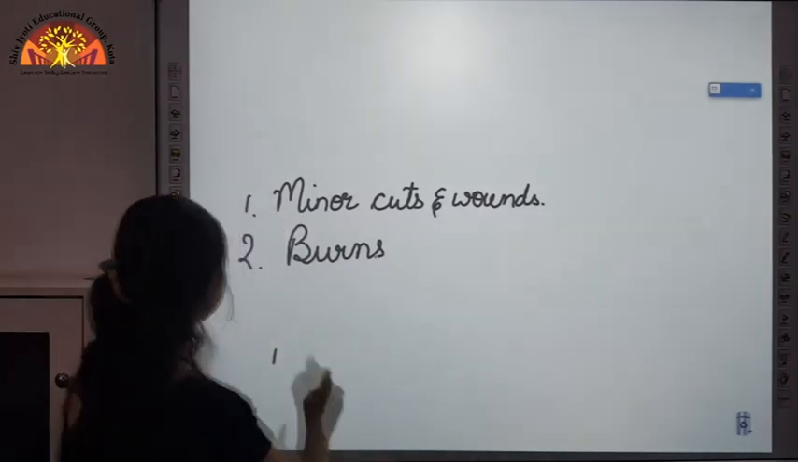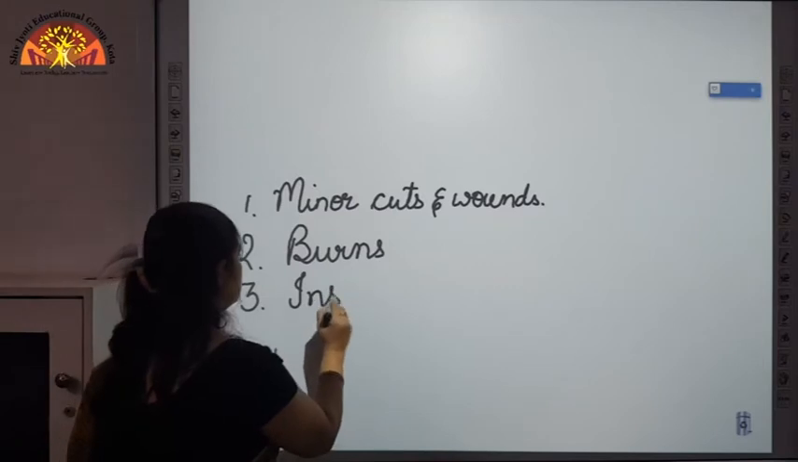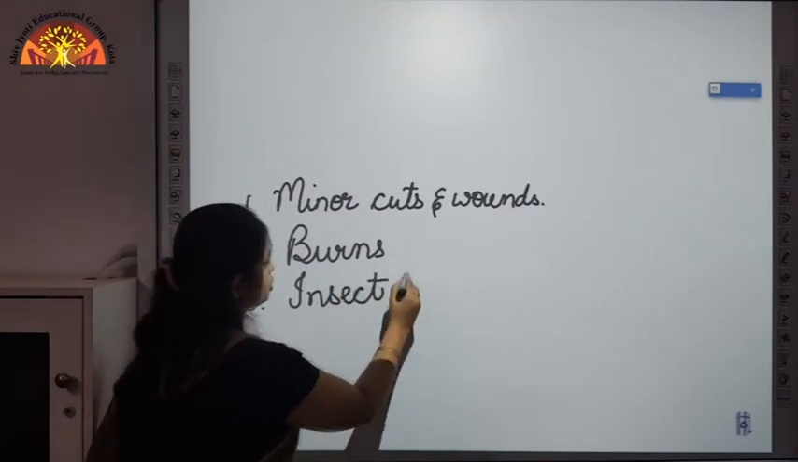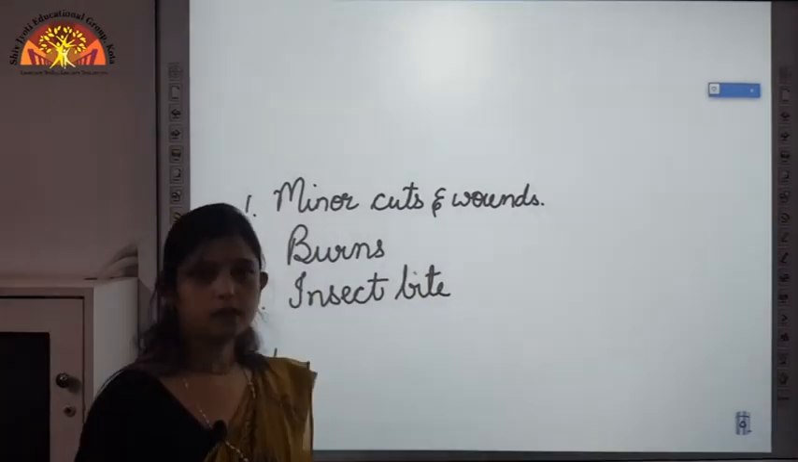Then thirdly, insect bite. This is another case, because we are surrounded by many different types of insects in our surroundings.